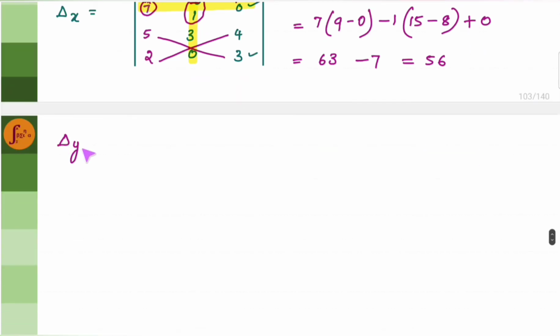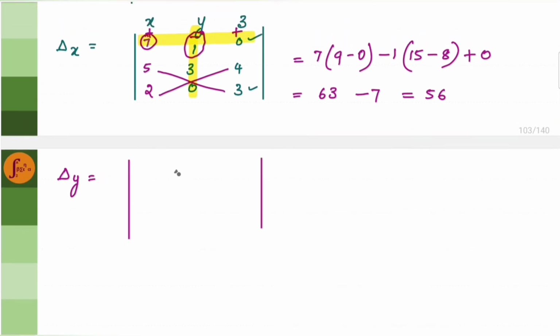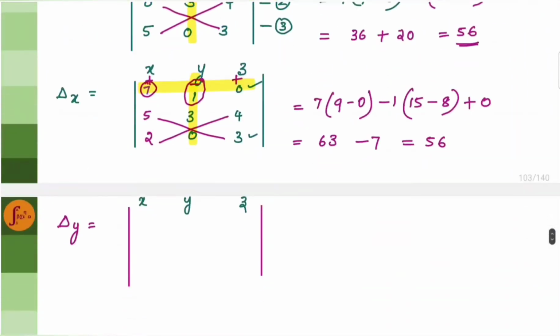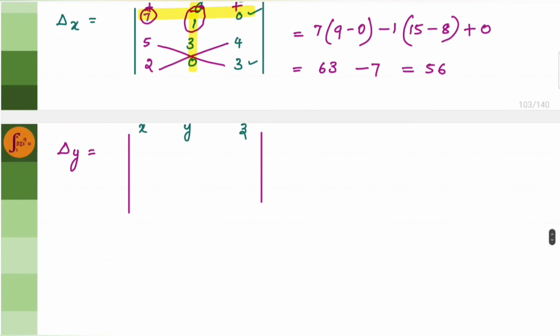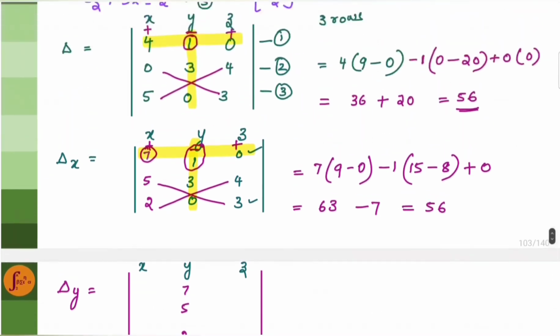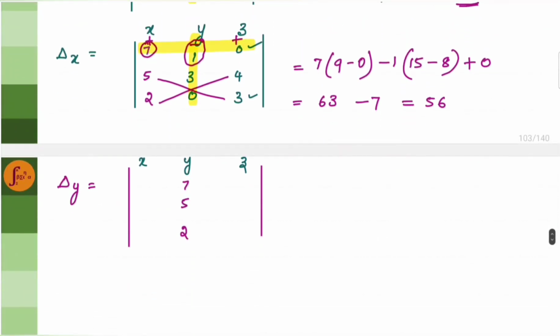Now, similarly, let's find determinant y. For determinant y, we'll have to replace the coefficients of y with constants. So let's first write down x, y, z. Let's replace the coefficients of y with constants. Constants are 7, 5, 2. So I'll put 7, 5, 2. And then let's put the coefficients of x and z. X is 4, 0, 5 and z is 0, 4, 3.